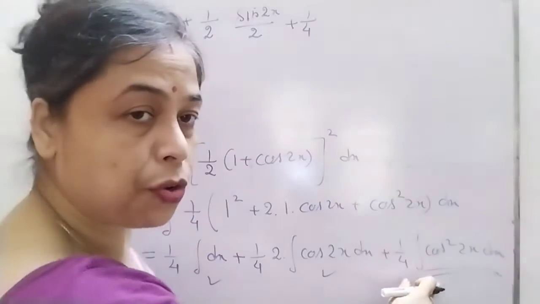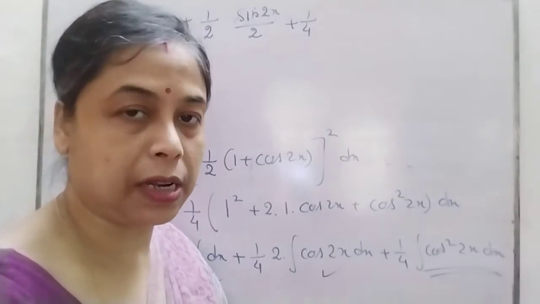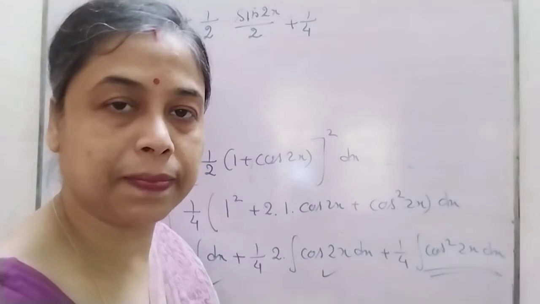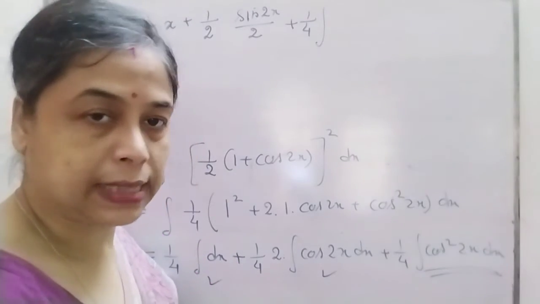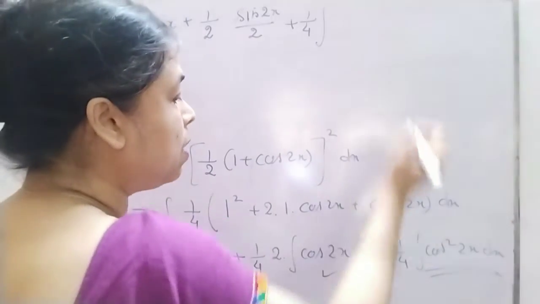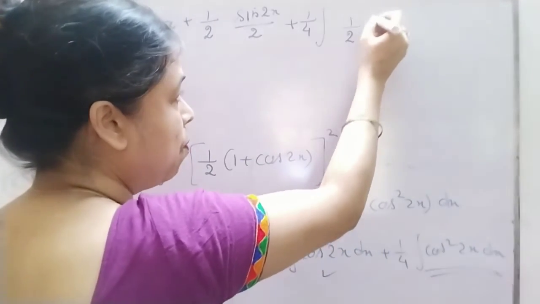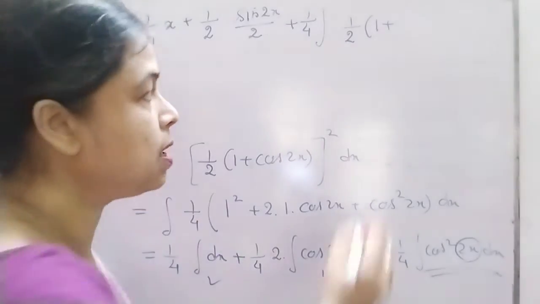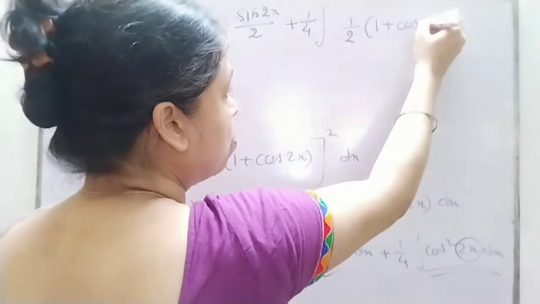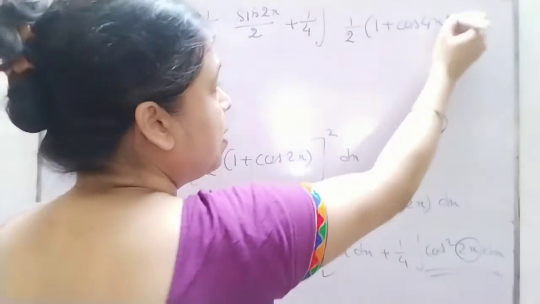Now what I am going to do? Again use the formula, that is the method used for cos square x. Cos square x is what? Because we don't have a cos square x formula, as a standard formula not there. So I'm going to write it down as half of 1 plus cos of double angle. Yes, here we have twice x, so I'm going to use here cos of 4x. Okay? Then this is done.